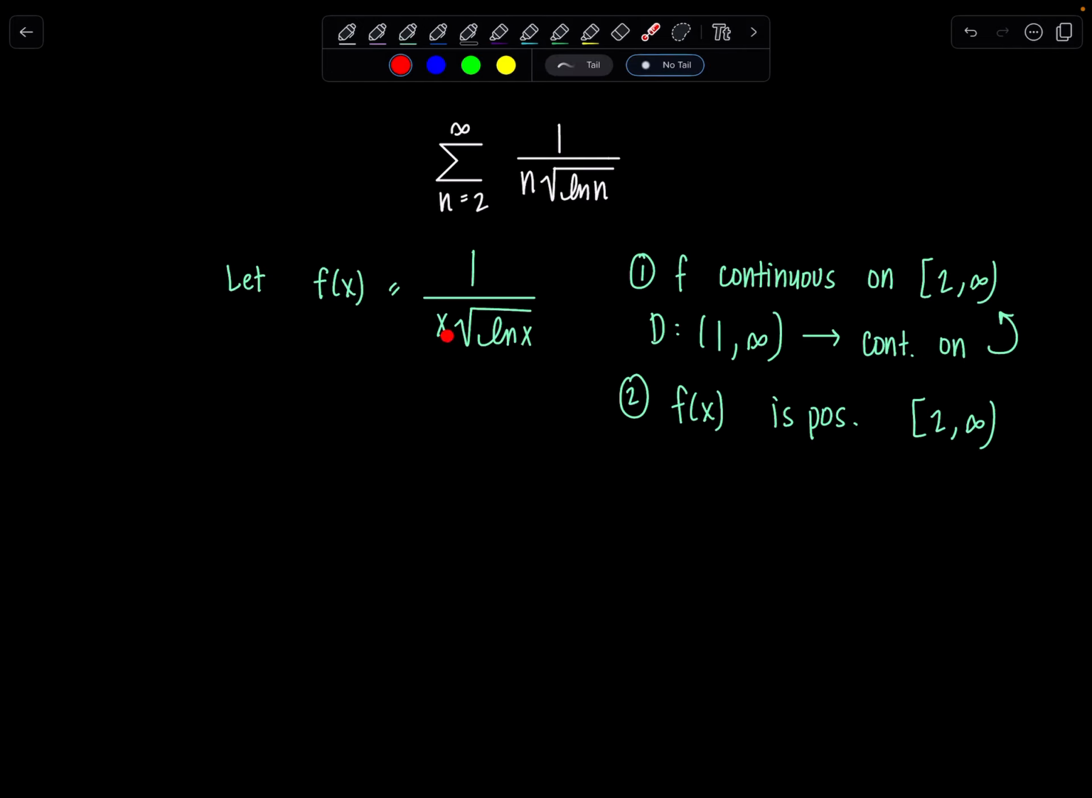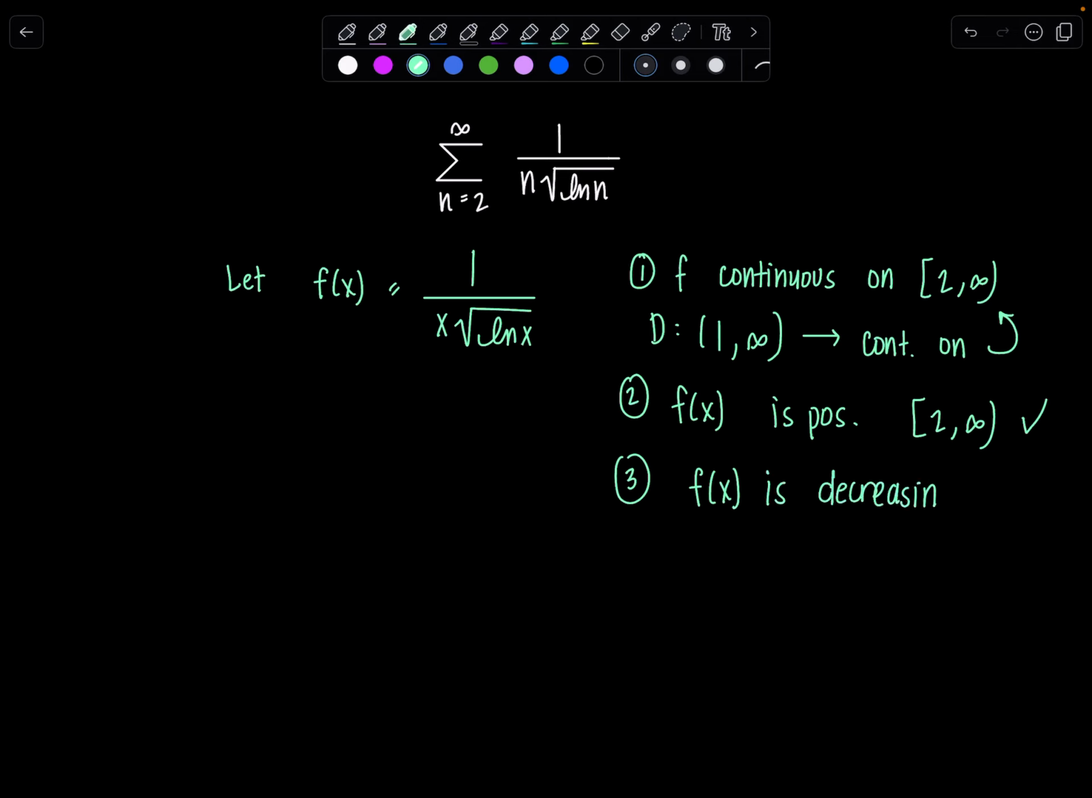So sure, no problem. From 2 to infinity, x is positive. Natural log of x is positive from 2 to infinity. There isn't anything rigorous you do. You just put a little check mark. The third thing is we need to make sure f of x is decreasing on the interval. And if it's not obvious, then you should take a derivative to verify.